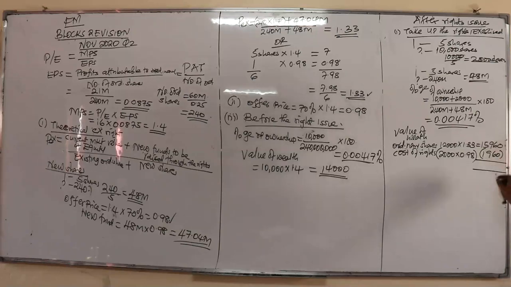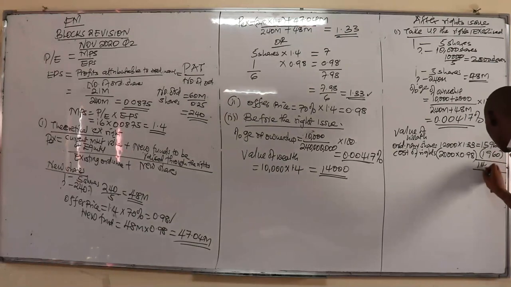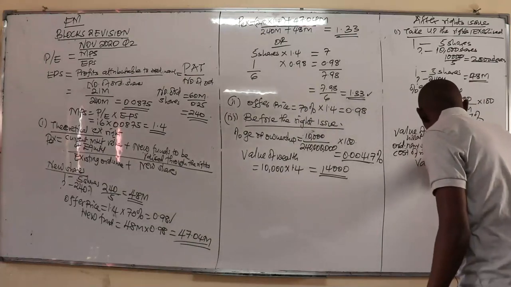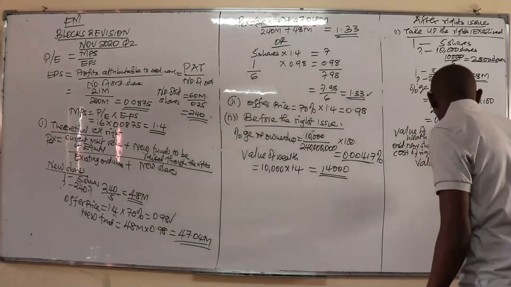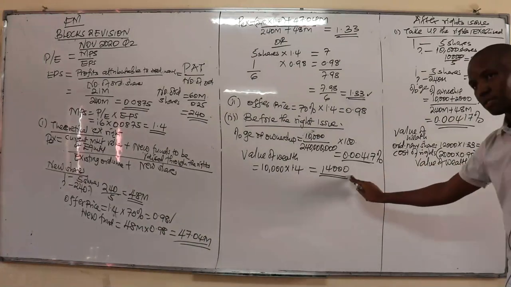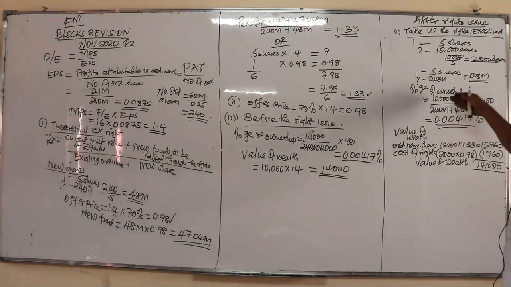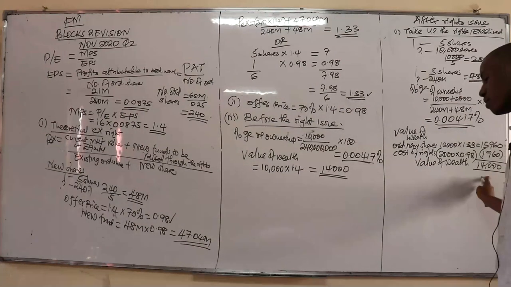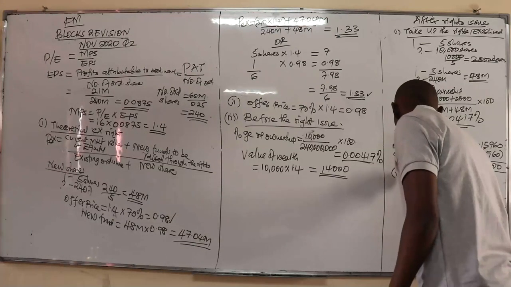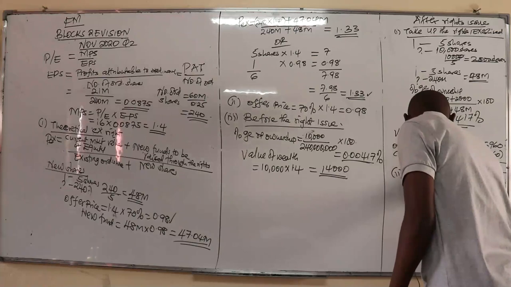So if I minus that, 15,960 minus the answer, the value of wealth will be 14,000. And as you can check, it is still not changing. If he exercises the rights in this case, they will remain the same. Then the other one, he can now do what? Sell the rights.